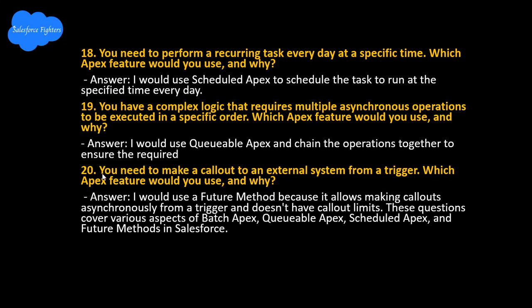Next question. You need to make a callout to an external system from triggers. Which Apex feature would you use and why? I would use future methods because they allow making callouts asynchronously from triggers and do not have callout limits.